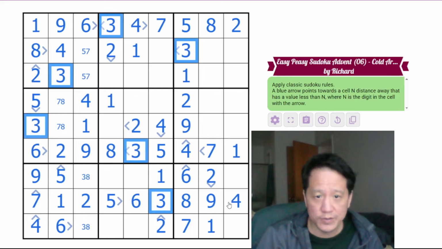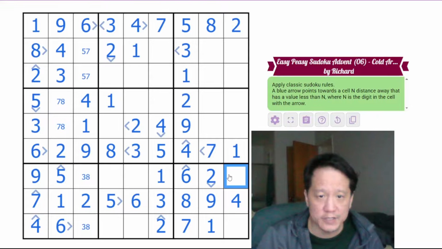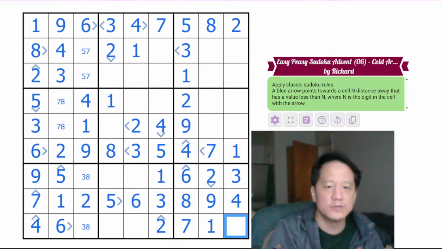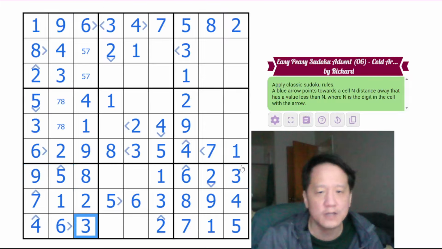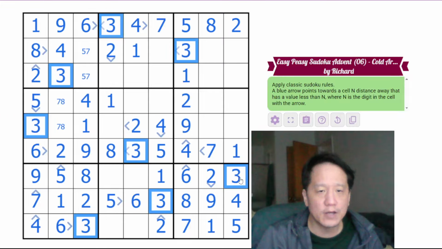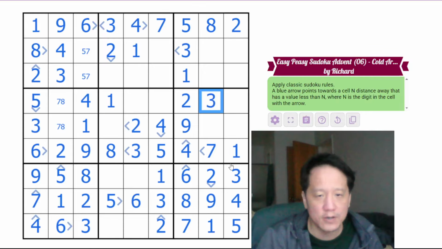We're still doing 3s. Remaining digits in this lower right-hand box are 3 and 5. 5 cannot be here because of 5 in the row, so this is 3, which makes this 5. 3 eliminates 3 here, so that's 8 and 3. We have 8 3s left, so we know where the last 3 has to be. It has to be there.